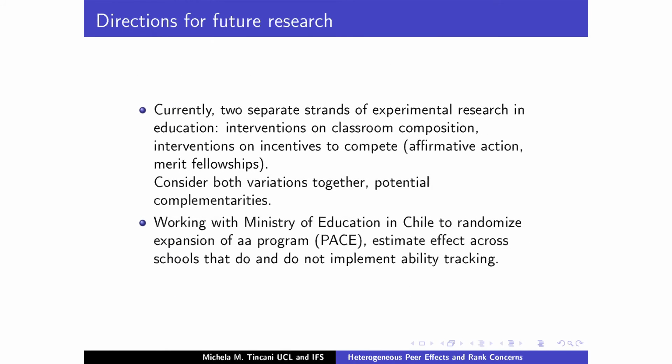So ideally, you would like two different types of data variation. One where you just change the composition, one where you change the merit incentives and the incentives to compete. And one of the results of the paper is actually that these two types of policy interventions that have always been studied separately could have an interaction between the two. And now I'm working with the Ministry of Education in Chile to try to generate a randomized trial that will allow me to do that.